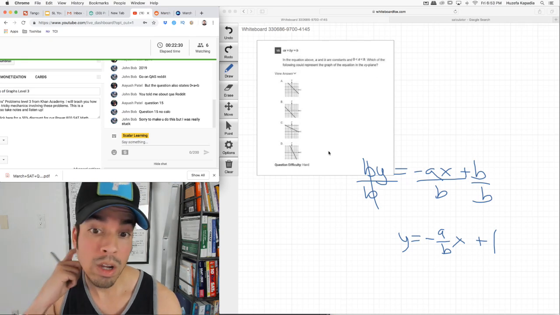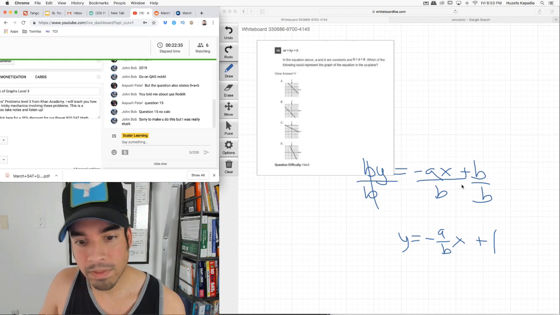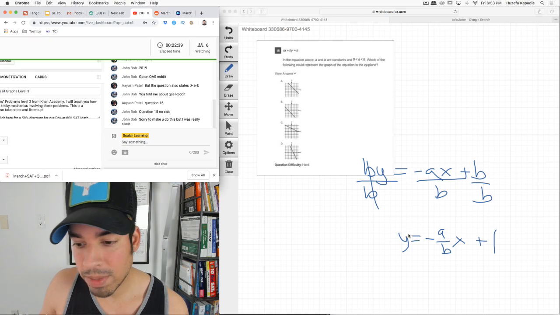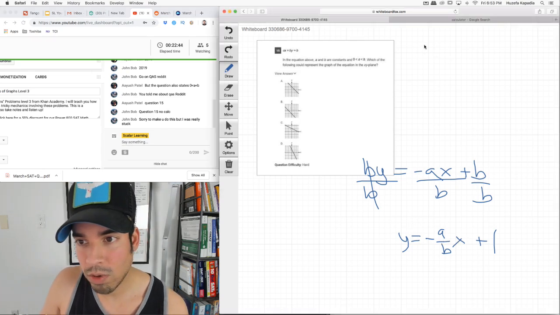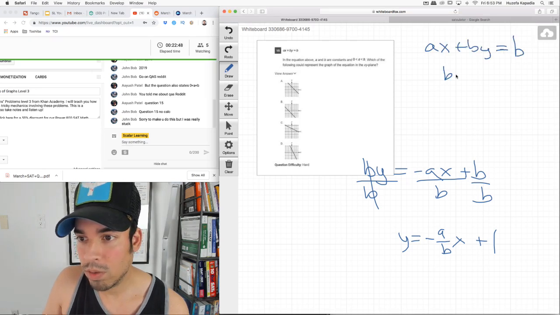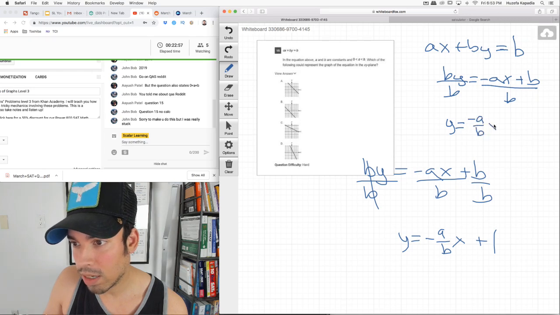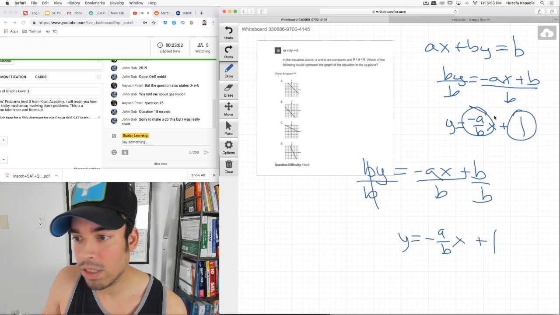Here's my equation. So we know it's linear, but all these are linear, so whatever. And then what I did was I basically isolated y, meaning I put it into slope-intercept form. So let me just start over just in case I wrote anything down wrong. Ax plus by equals b, by equals negative ax plus b. Divide everything by b, and I get y equals negative a over b x plus 1, okay? And this is my slope, and this is my y-intercept.